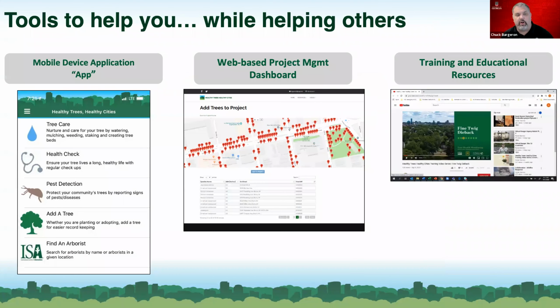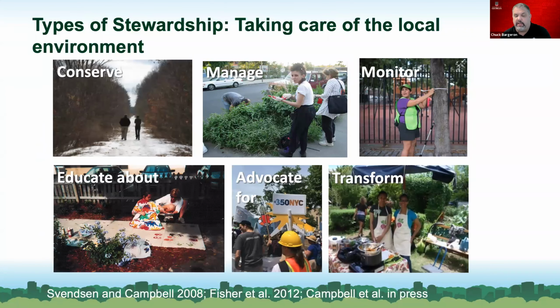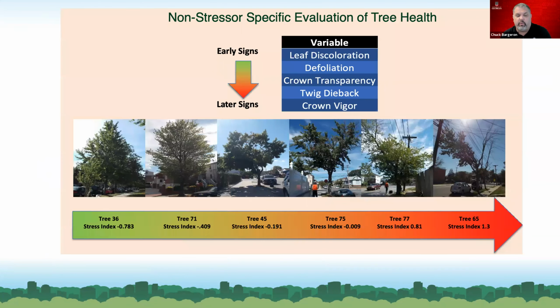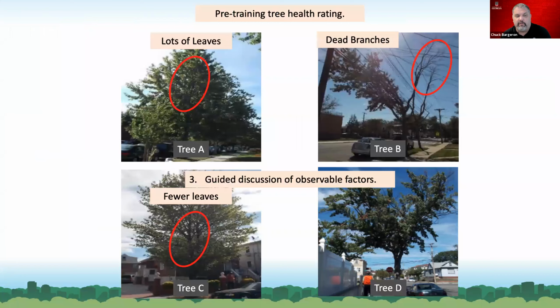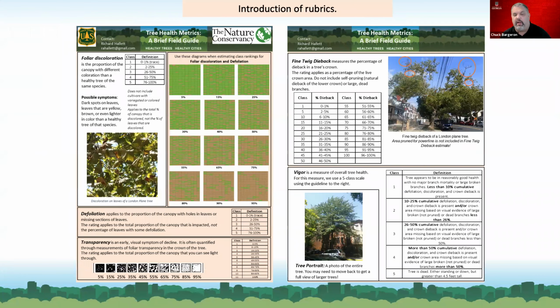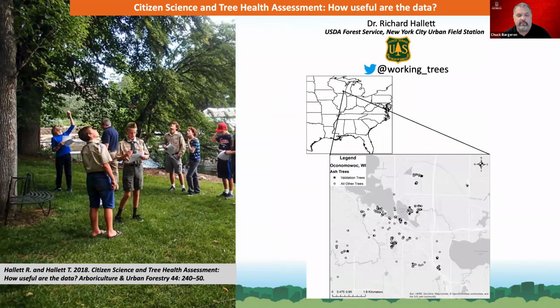We're currently in the process of updating the web-based project management dashboard and expanding it so different cities and different groups can use it as a way of working with volunteers to monitor the health of trees in different urban environments. Here are just some examples of how some of this works and the different classes and rankings for different things.